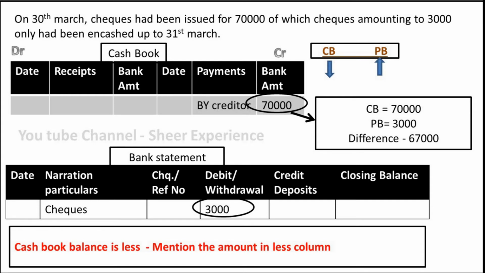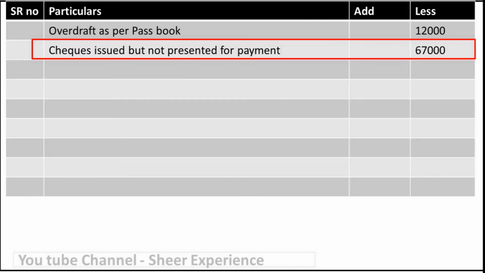Here cash book balance is less than passbook balance. I am preparing bank reconciliation statement as per passbook overdraft balance. So I am referring to only cash book balance. Here cash book balance is less. So I mention this difference amount, that is 67,000 in less column. In the particulars column, checks issued but not presented for payment.